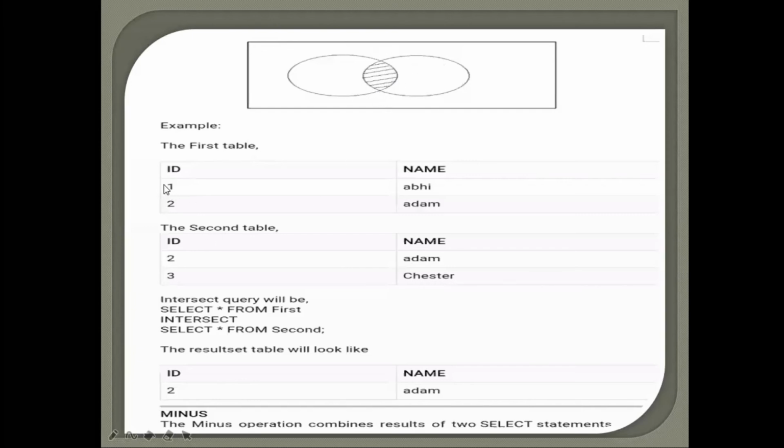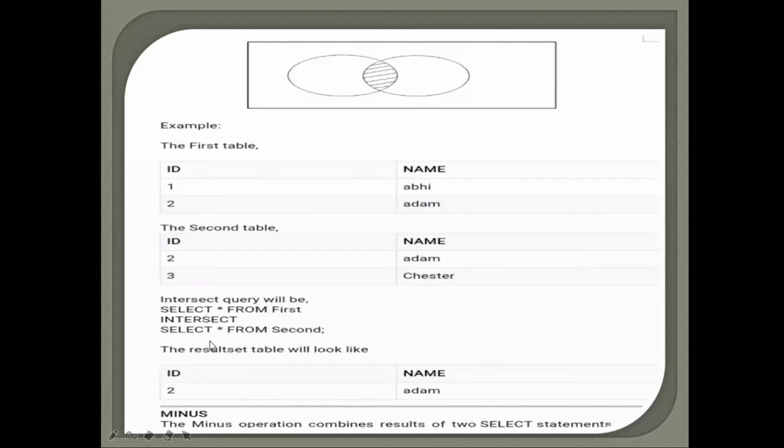If you see this, in your first table you have 1 and 2 as values. In your second table, you have 2 and 3 as values. Only the value 2 is shown as an output, and that too only once. So 2 is common between these two tables, and only 2 comes out as an output.